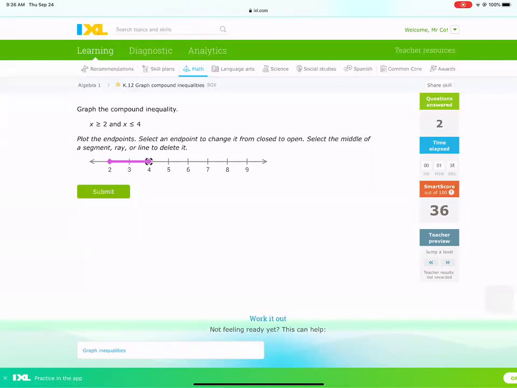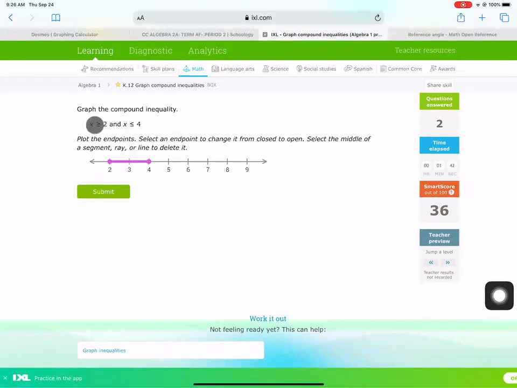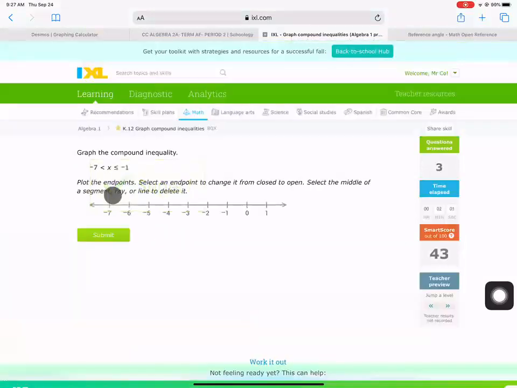Let's see. So what I would do, I would just double check. X is bigger than 2, so we're on the right side. But x is also less than 4, so we're going left. We're totally cool. Double check. Hollow or solid? These are both solid. -7, -1.